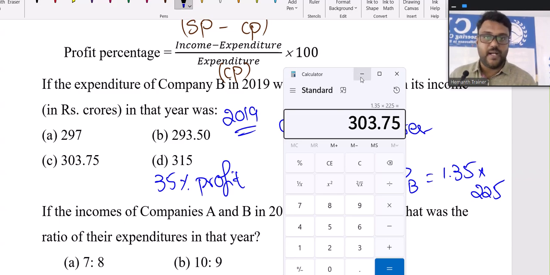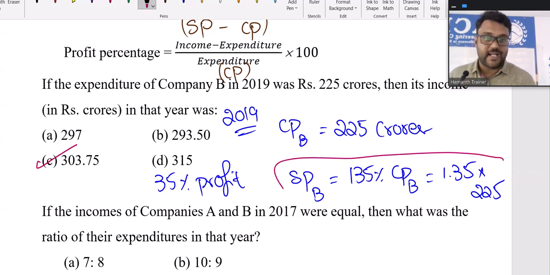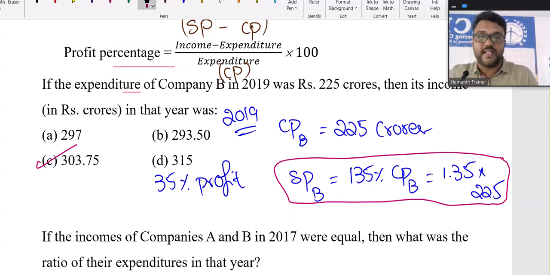So 303.75 is the answer. I'm using a calculator. I'm not okay discussing any calculation shortcuts now, as in TCS, the virtual calculator is allowed, with multiplication, division, all those things allowed. So this is the first question. I said 3 questions were asked for the same diagram. First one is this. We'll see the second one next.